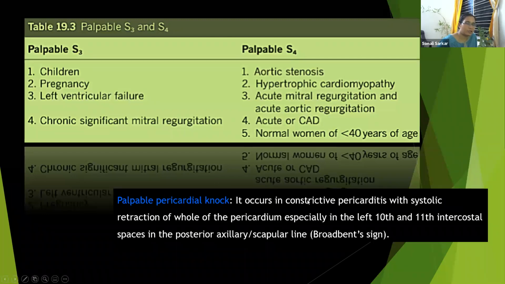Now, there is another finding called a palpable pericardial knock. It occurs in constrictive pericarditis, where there is systolic retraction of the whole of the pericardium, but especially seen in the left 10th and 11th spaces in the posterior axillary or scapular line, also known as Broadbent sign, and is found in constrictive pericarditis. So, how do you know whether this is S3 or S4?